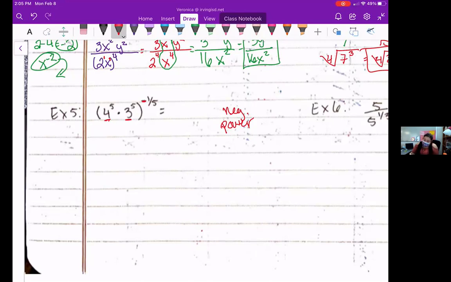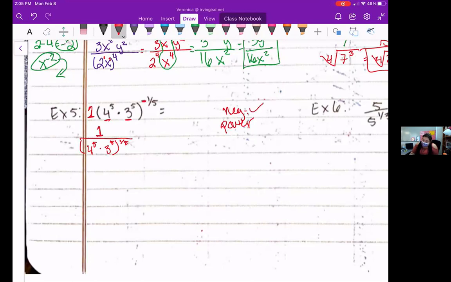So what we're gonna do is apply negative law. So that would be 1 over 4 to the power of 5 times 3 to the power of 5, to the power of a positive 1 over 5 now, right? And the reason that 1 is at the top is because there's a 1 out here that we don't really talk about. So that's why there's a 1 at the top, right? Okay. Now we can distribute.